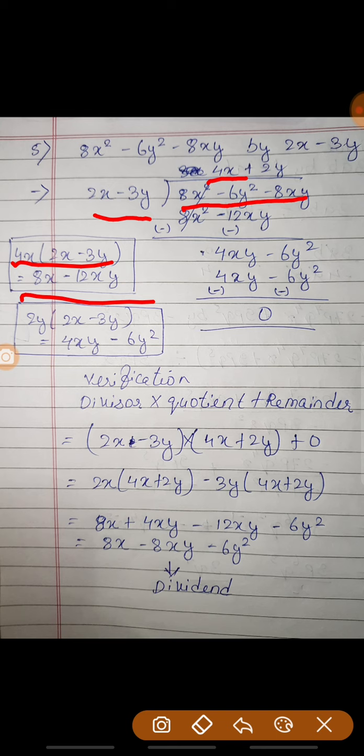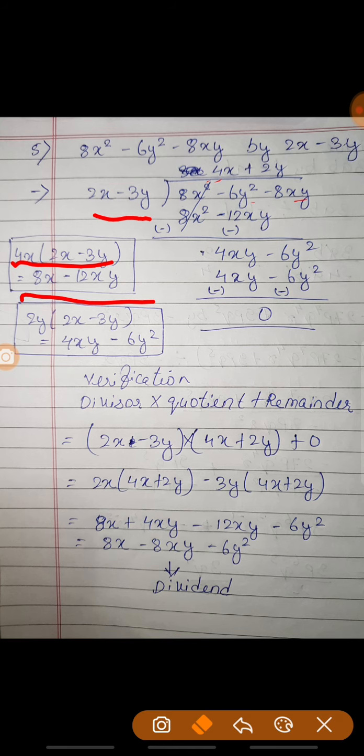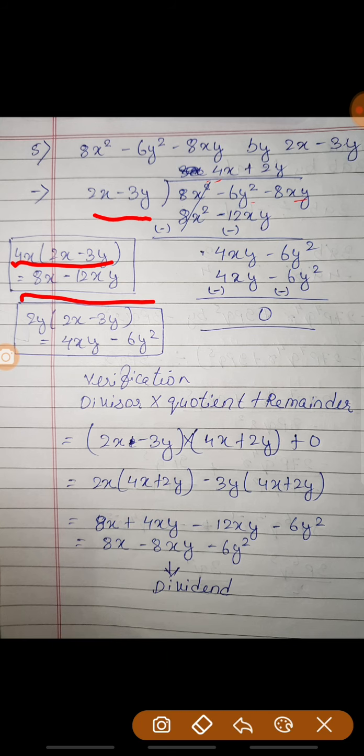So I have written over here 8x square minus 12y. When we are dividing this, as in normal division, we subtract that particular term. So here we are subtracting 8x square and minus 12y from this.